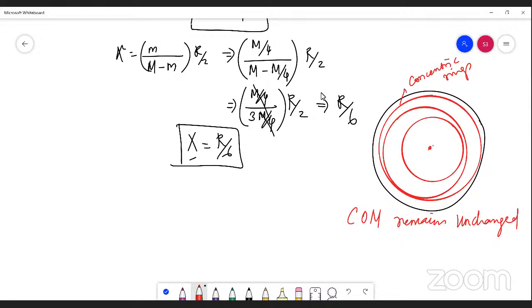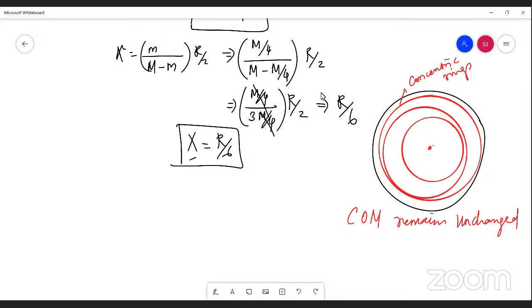What will happen if a small disk is removed concentrically from the larger disk? See the statement: concentrically. That condition is very important. You have to remove it concentrically. Then the center of mass will remain unchanged. It will be exactly at its center. That's the result. Then we shall go on to the next problem.